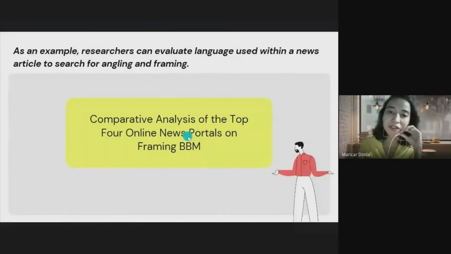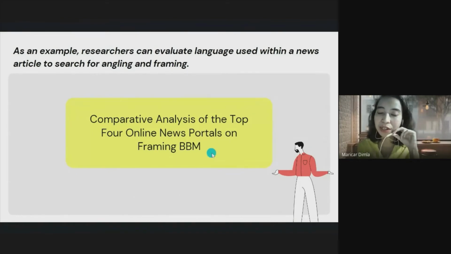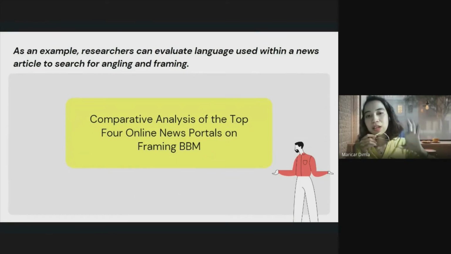Alright, so an example study of this class is this. Okay? Comparative analysis of the top 4 online news portals on framing Bongbong Marcos. So class, no, ang daming pwedeng possible na research method dito. Comparative siya, class, kasi I have 4 online news portals. Iko-compare ko how they frame Bongbong Marcos. And how I'm going to gather my data is through archives, through content analysis. Wherein I'll be collecting class, okay?